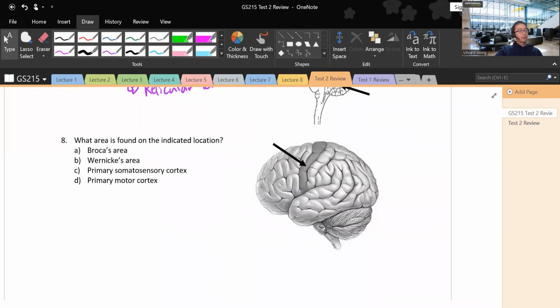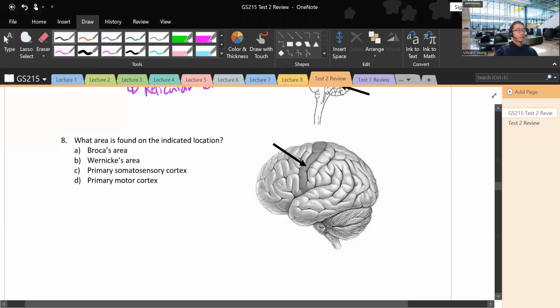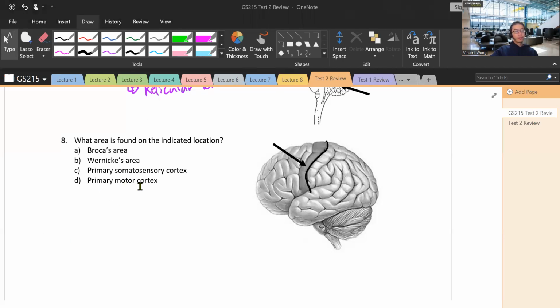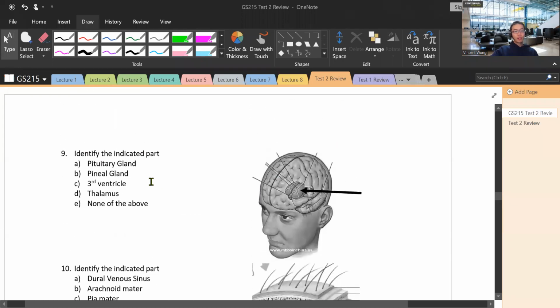So another one here, we just colored this on the previous page as well. Okay, so you have to identify the central sulcus. And this is in front of the central sulcus, which means it is the primary motor cortex. Okay, good work. Just a couple more over here.